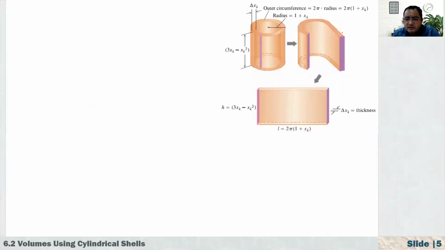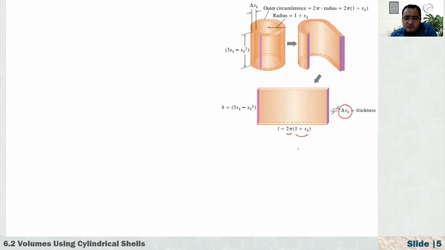So now if you just unroll this, I will get this kind of shape here in the second one. And if you flatten this on the table, I will have this kind of slab. And you see here the thickness is delta x sub k. And because it was a cylinder, if you unroll this, the length of this rectangle will be the circumference of the base circle, that is 2 pi times r.